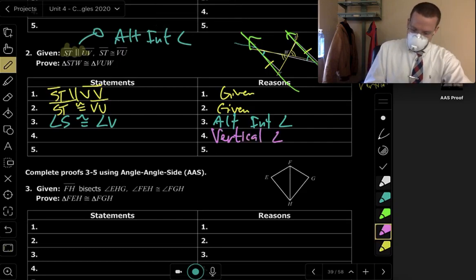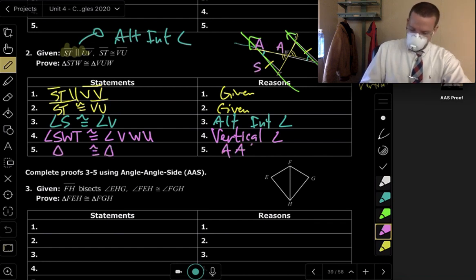And so we found that angle SWT was congruent to angle VWU. And now we have angle, side. So we have these two triangles are congruent because of angle, side congruency.